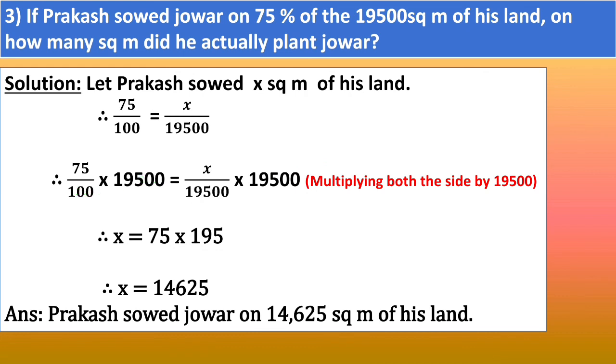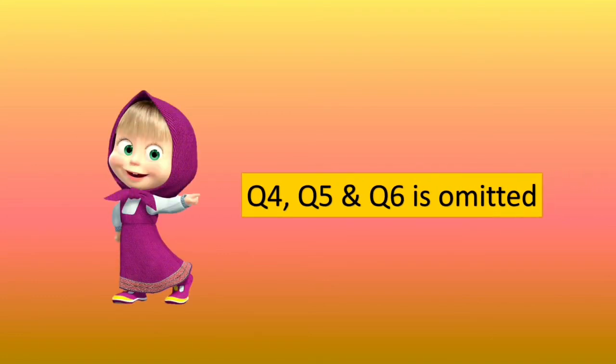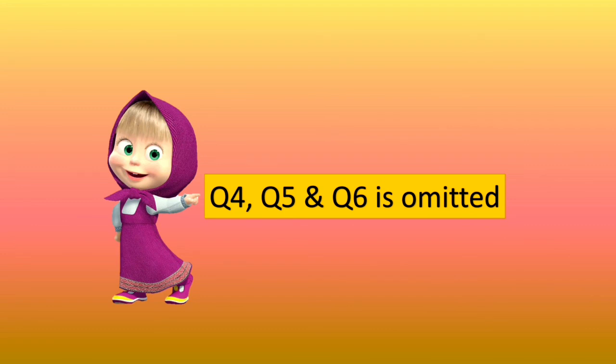Prakash sowed jawar on 14,625 square meter of his land. I hope you have understood these three sums. Student, question number 4, 5 and 6 is omitted. It means today we have completed our lesson number 12, percentage. I hope you have understood. And thank you for watching this video.